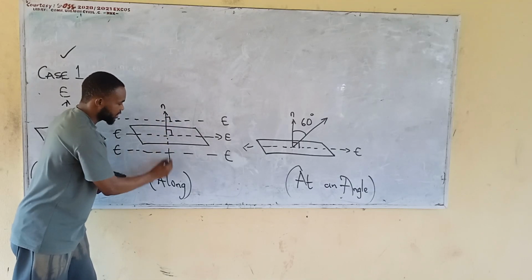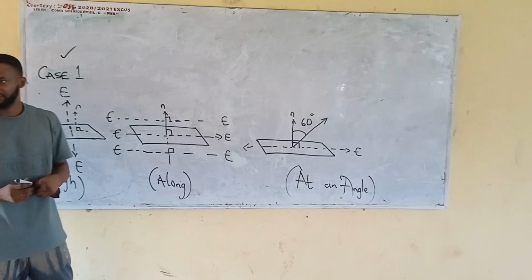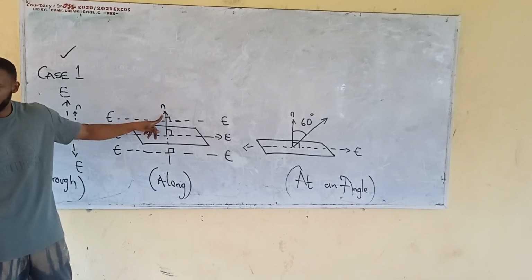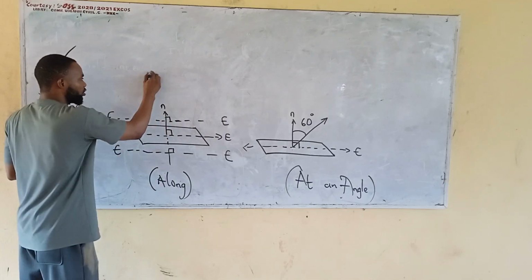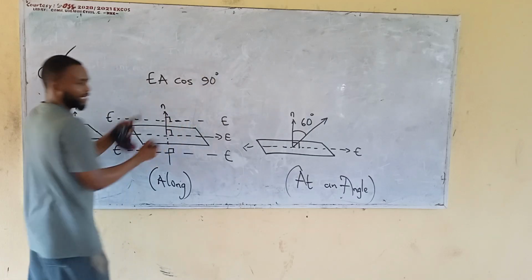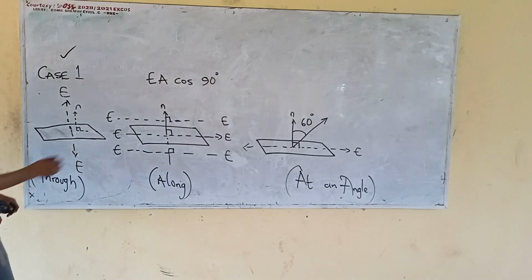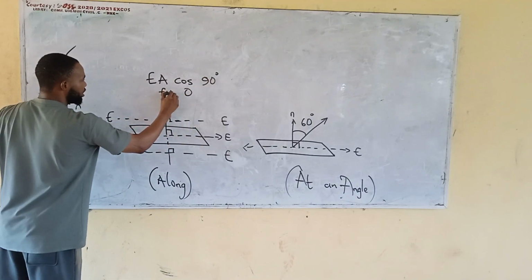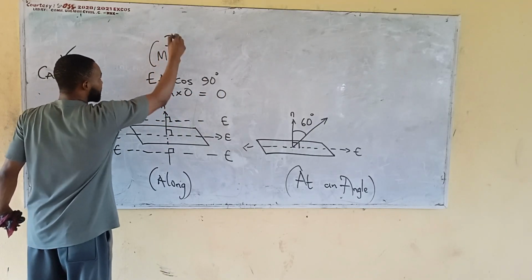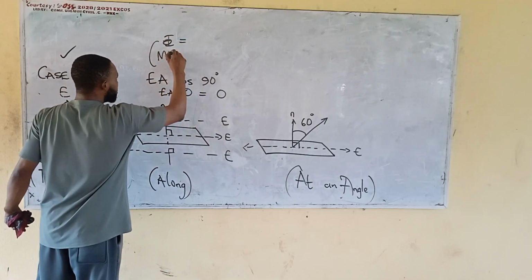Makes 90 degrees with the normal. The minute it makes 90 degrees with the normal, in that case, your electric flux is going to be 0. Because in this case, what you're going to have is EA cos 90 degrees. That's the angle between them, and cos 90 degrees is 0. So 0 times EA is what? So in this case, we say that electric flux is minimum.